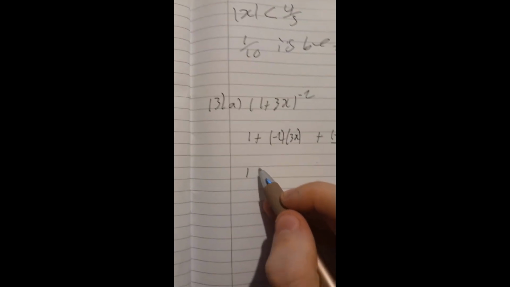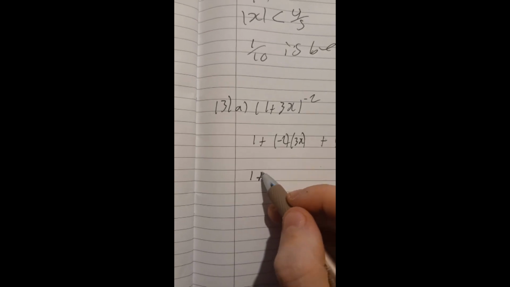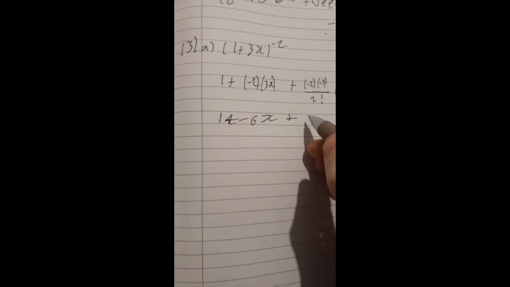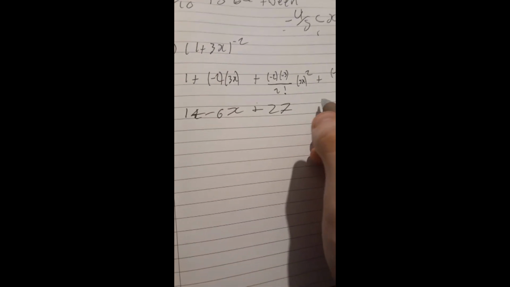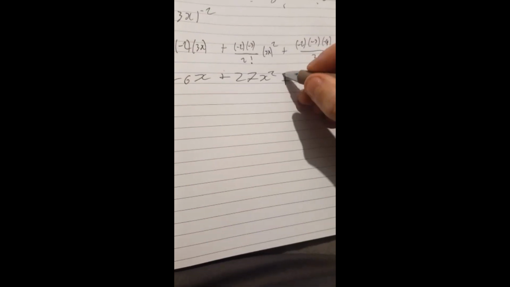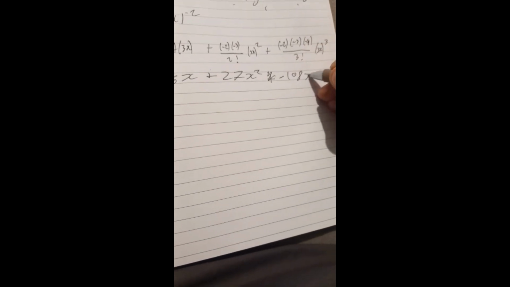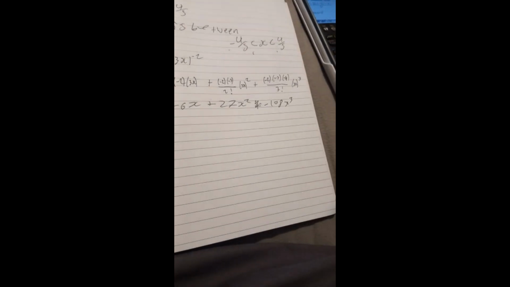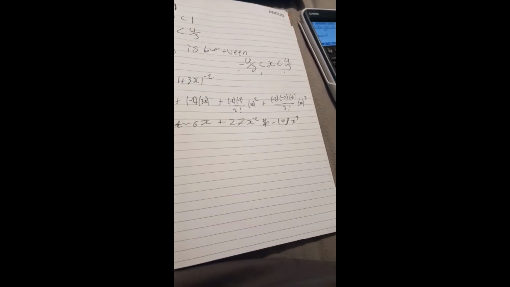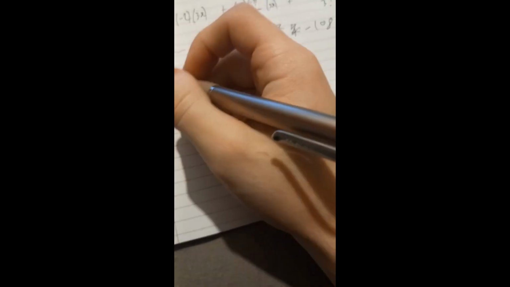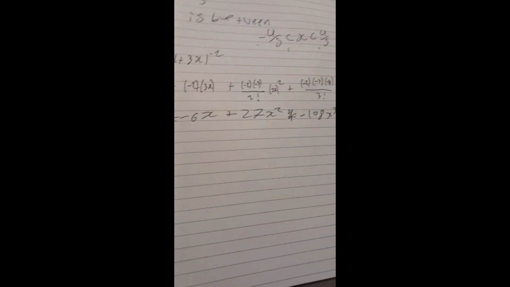so I just gotta start timesing numbers now. So 1 plus, that's gonna be minus 6x, plus 27x squared, plus minus 108 x cubed, and that's part A done. I'm not looking forward to part B. Should be fine. If I get it wrong, don't laugh at me, because I don't have any answers.